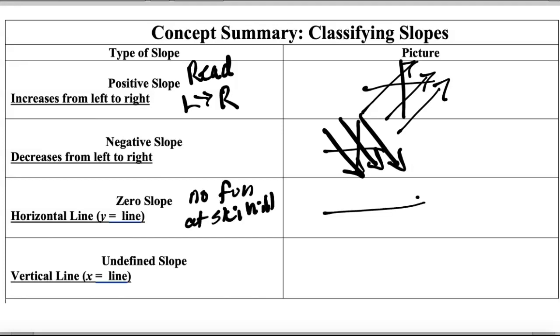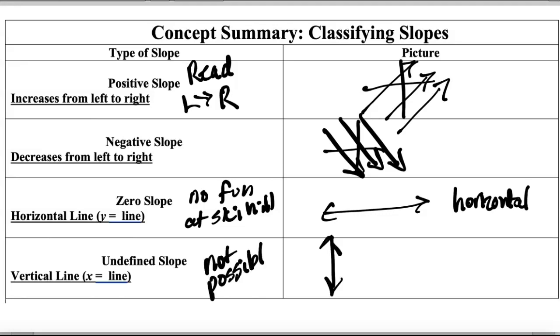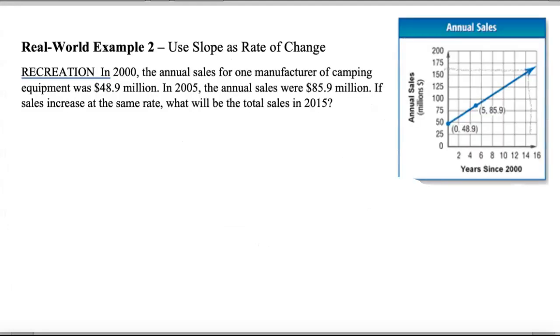So this is no fun at the ski hill. You are a 0 slope. You are a horizontal line. And then we have the undefined slope. Not possible. Cannot ski or snowboard that. This would be considered undefined. All right, so we're going to go through 2 examples here, and then we're going to be done.